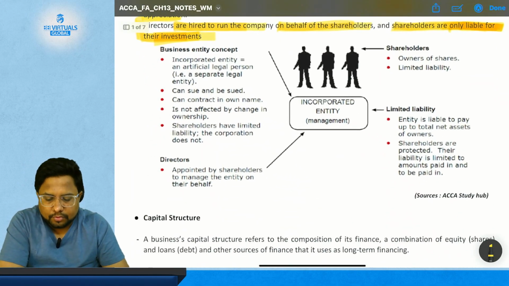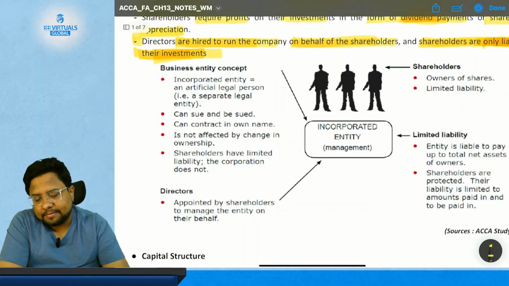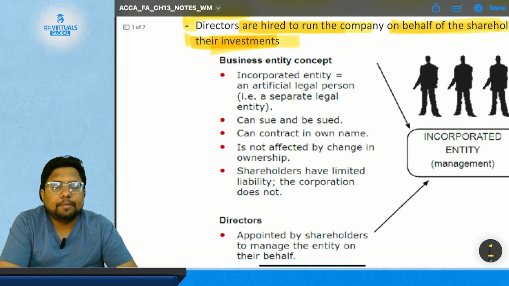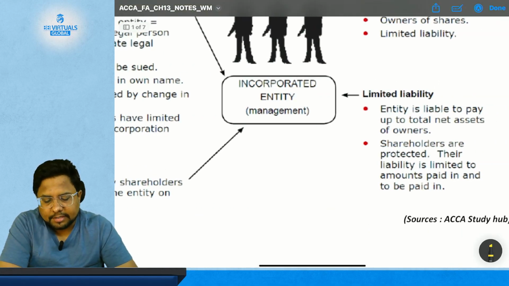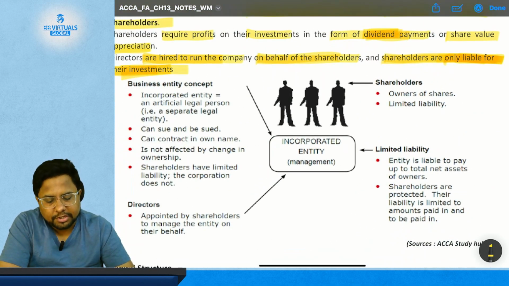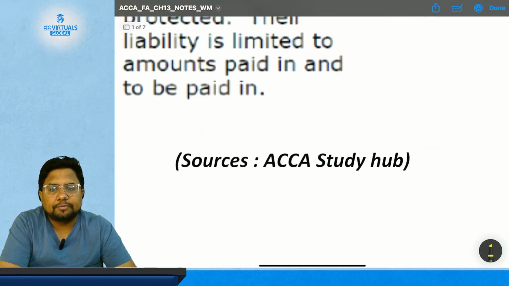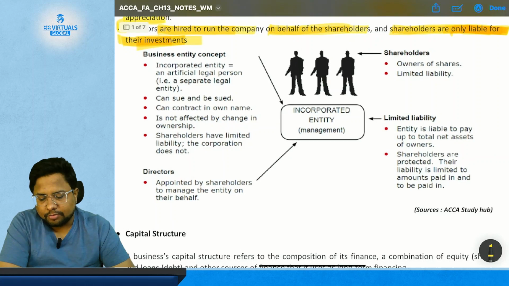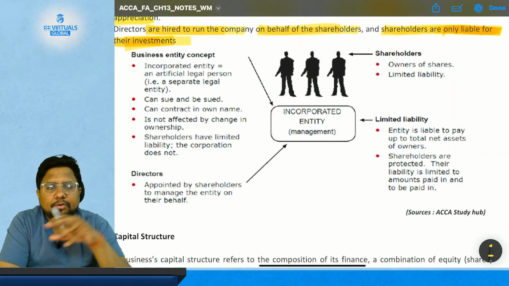Got it? Okay. Then we have some features regarding the business entity concept of the limited liability company, then about the directors, the limited liability, and the shareholder, which is taken from the ACCA Study Hub. So all credit goes to ACCA Study Hub for this chart. If you want to read it, you can pause the screen and read it.